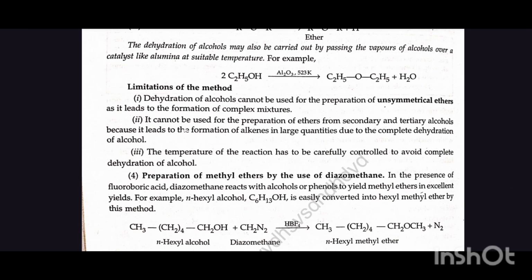Limitations of the method. First, dehydration of alcohol cannot be used for the preparation of unsymmetrical ethers as it leads to the formation of complex mixtures. Second, it cannot be used for the preparation of ethers from secondary and tertiary alcohols because it leads to the formation of alkene in large quantities due to the complete dehydration of alcohol. Third, the temperature of the reaction has to be carefully controlled to avoid complete dehydration of alcohol.